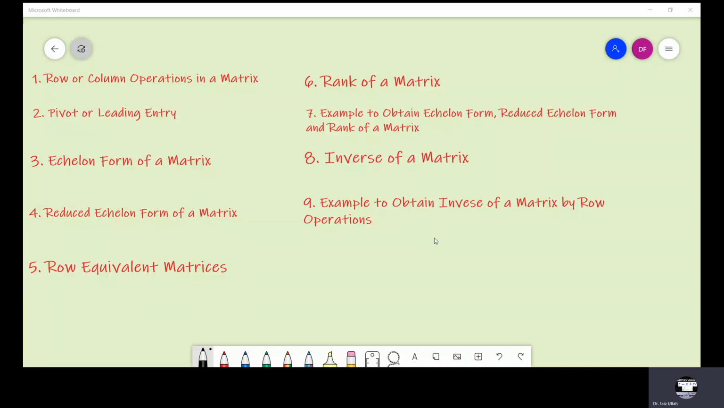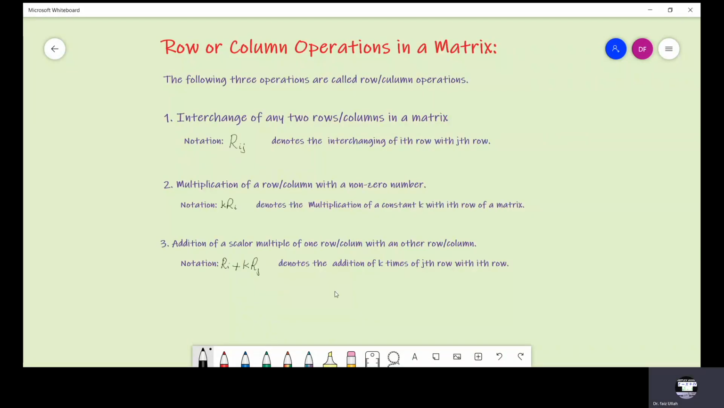These are the topics which we shall learn in this video. So let us start from the first one. Row operations or column operations in a matrix. In a matrix, we can perform three types of operations, which are called row operations or column operations. Let us see the first operation. Interchange of any two rows or columns in a matrix. So the first operation is that we can interchange any two rows or any two columns in a matrix.